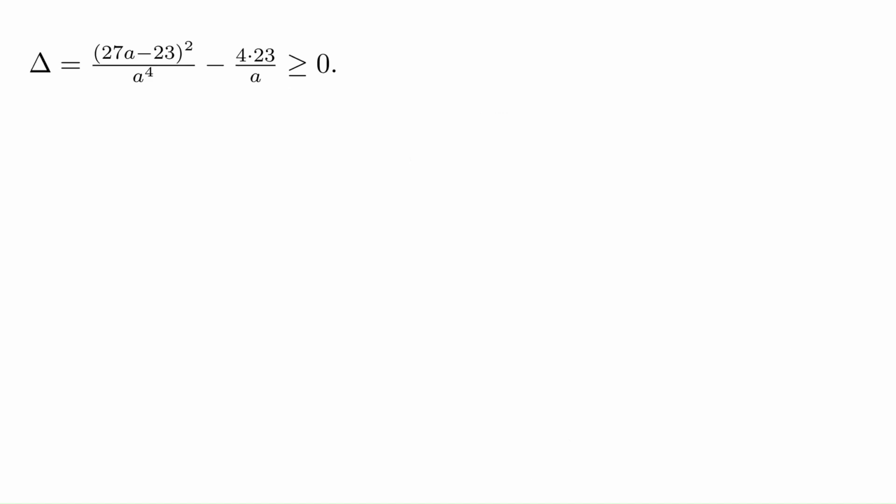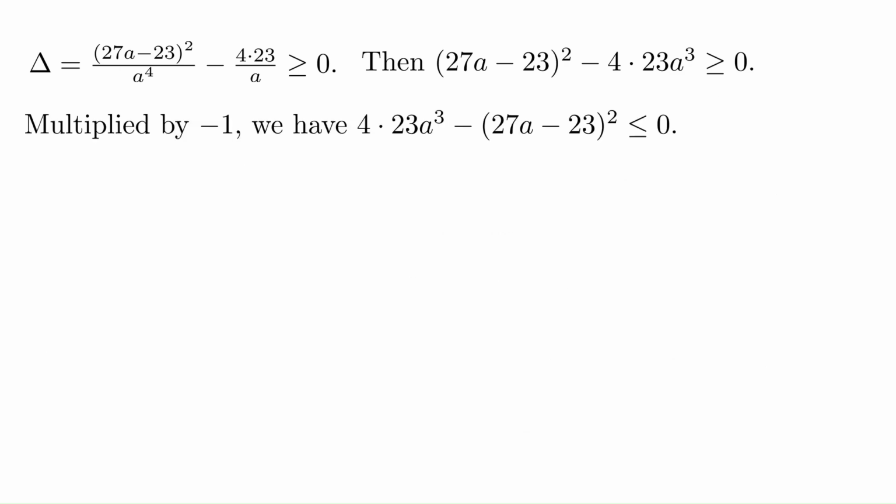Let's solve the inequality. Multiplied by a to the power 4, the left-hand side becomes a cubic polynomial in a. Then, multiplied by negative 1, the leading coefficient for a to the power 3 is a positive integer now. And the inequality sign is switched. It's less than or equal to 0 now. The next job is to factor the polynomial.